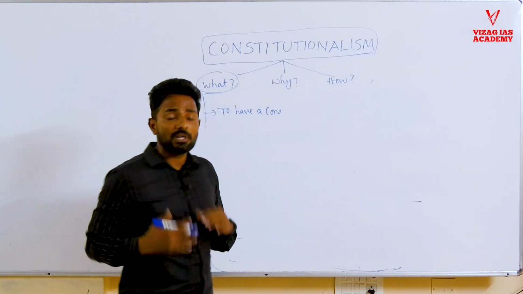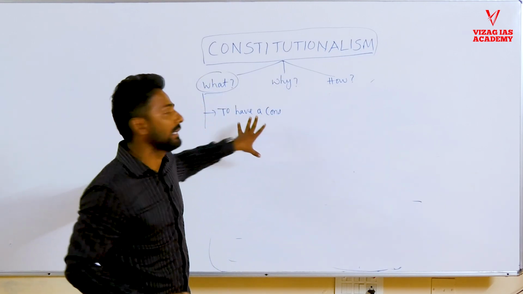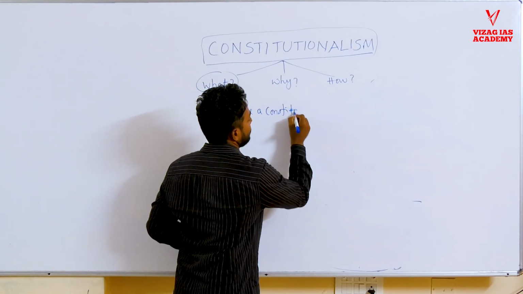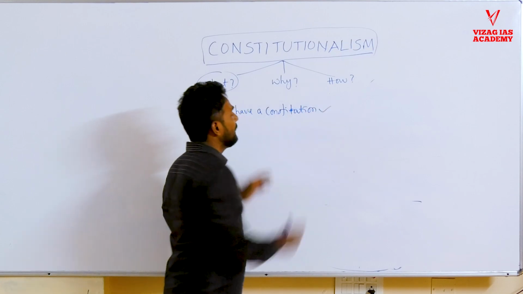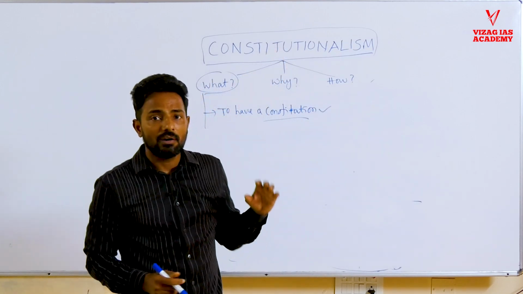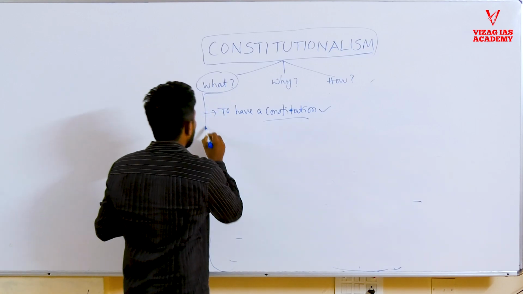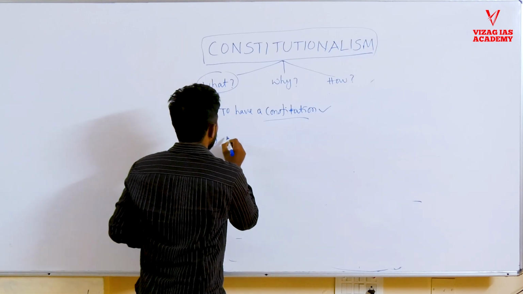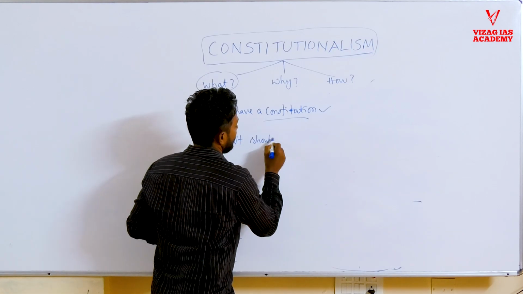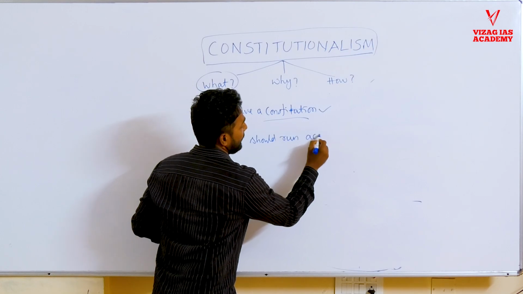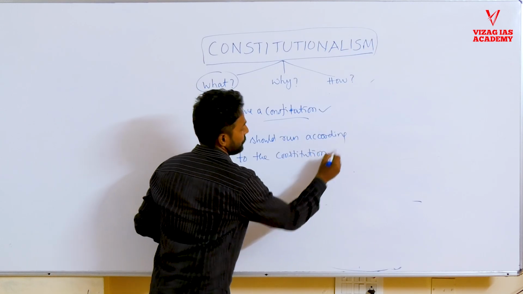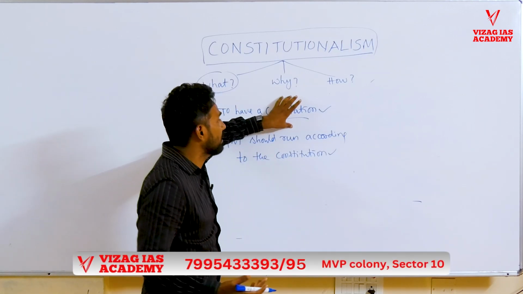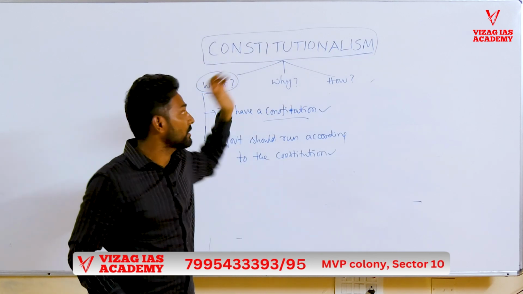Now we'll see that to have constitutionalism, we should have a constitution in the first place. Not only is having a constitution enough, but the government or the state should be run according to the constitution. This is the second thing. The constitution is a prerequisite. Without a constitution, we can't have constitutionalism.